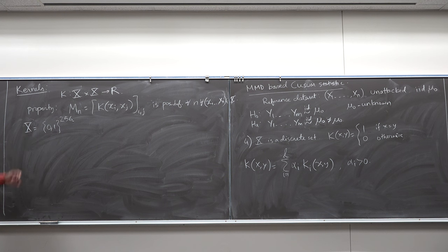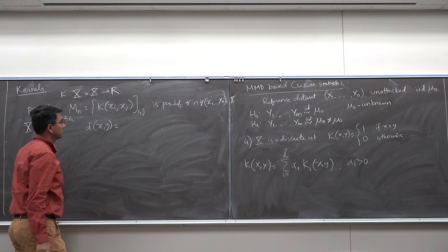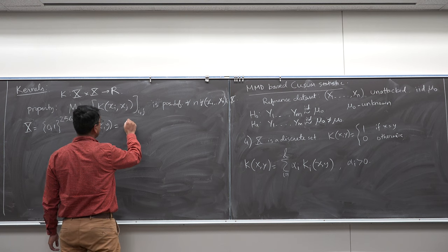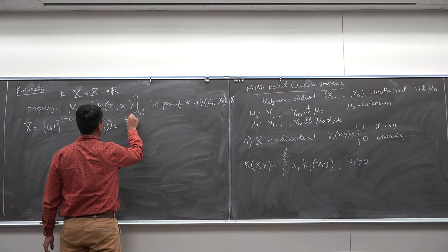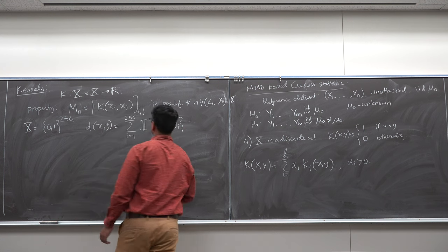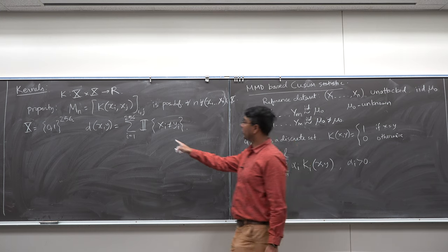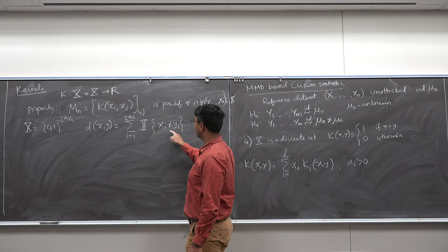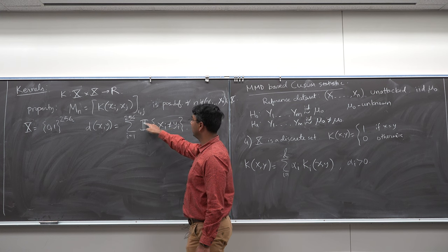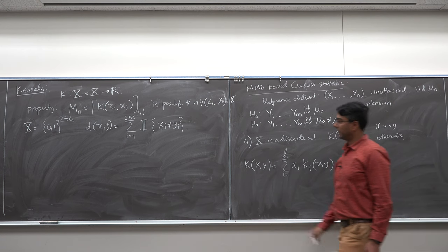How would you construct a kernel for this kind of space? What's a natural distance on this space? What's a distance that you can put on 0, 1 raised to 256? We basically did summation i equals 1 to 256 of the indicator function of xi not equal to yi. That's a valid distance function. This indicator function is equal to 1 if this condition is true, and equal to 0 otherwise. If xi is equal to yi, then this value is going to be 0. This is known as an indicator function.